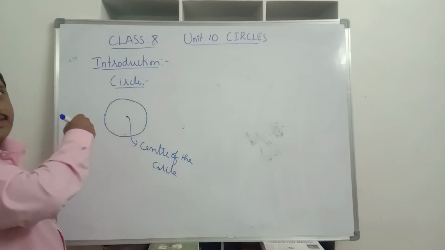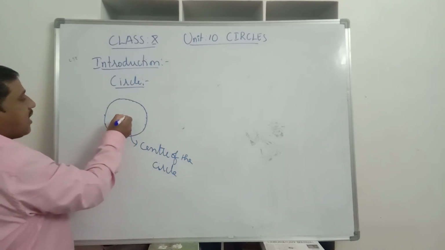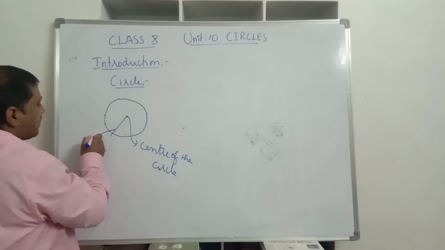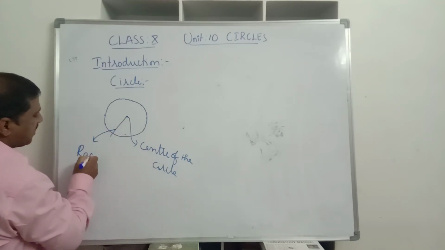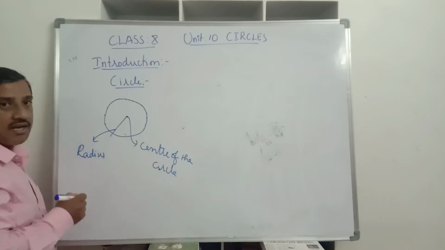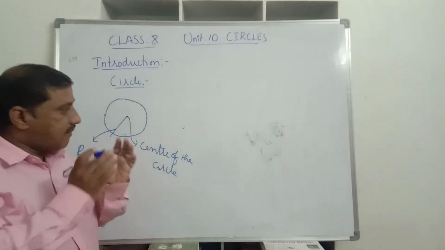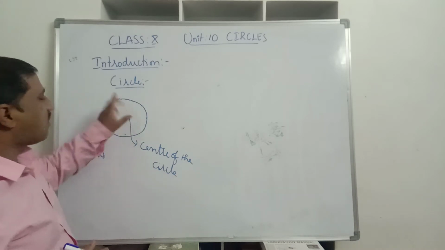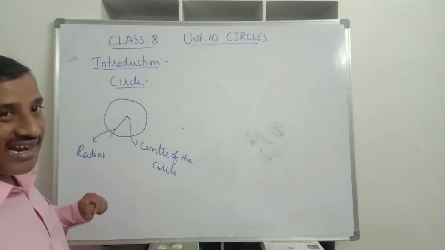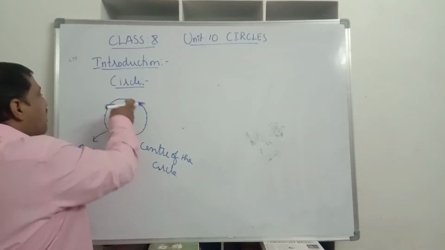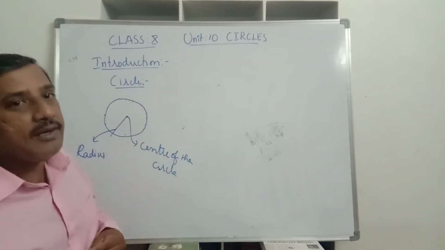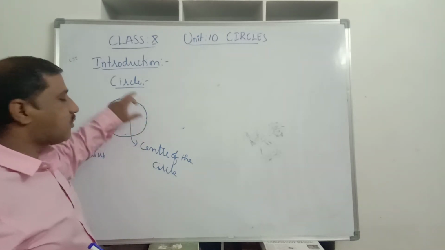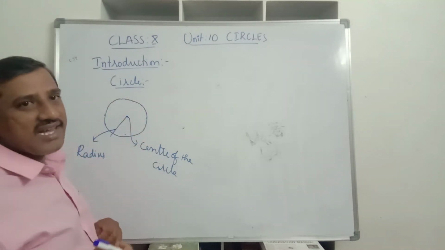This figure is known as a circle. So this fixed point is known as the center, and this fixed distance is known as what? This fixed distance is known as the radius of the circle. So what is the radius of the circle? The fixed distance from the center of the circle to any point on the circle is known as the radius of the circle. So how many points have we considered here? It is infinite points. From the center of the circle we can draw a radius to all the points, therefore infinite radii will be there.